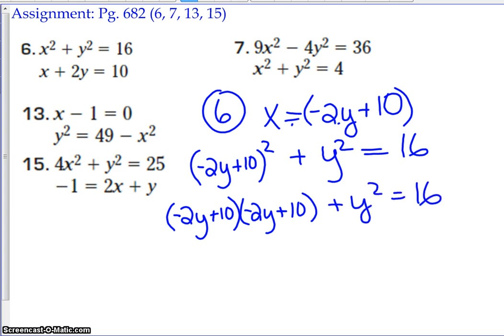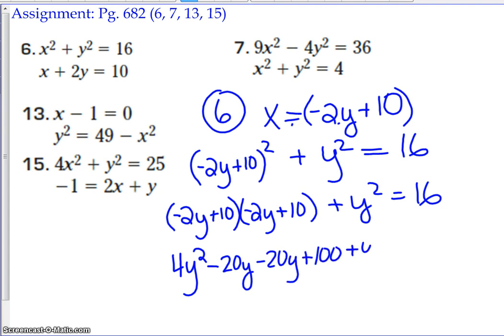Sometimes it works out and it'll all work out in the end. Sometimes it is a little icky. This looks a little icky. But we'll figure it out. All right, so first, negative 2y times negative 2y is 4y squared. Outside, negative 2y times a positive 10 is negative 20y. Inside is another negative 20y. Last is plus 100. We still have our plus y squared, and that equals 16.